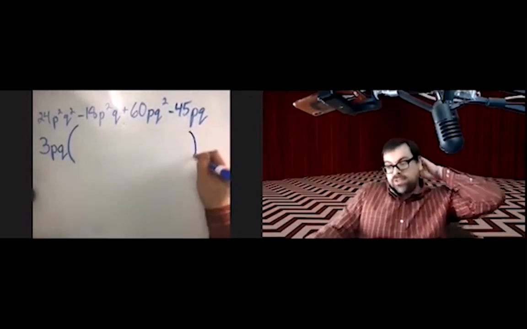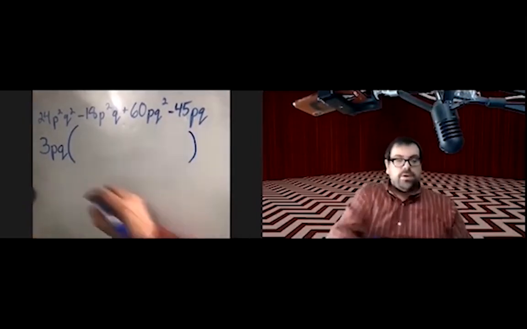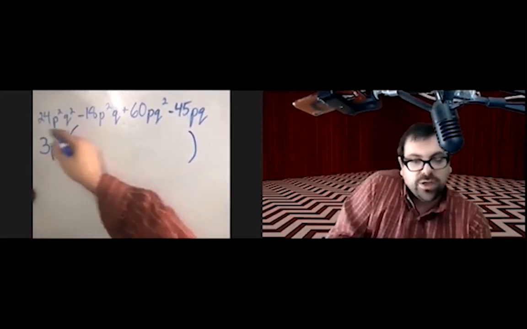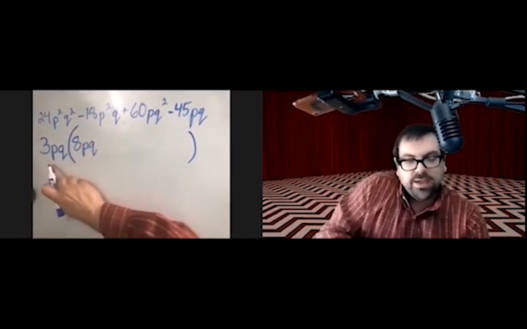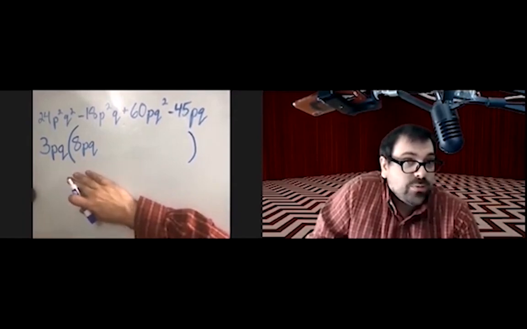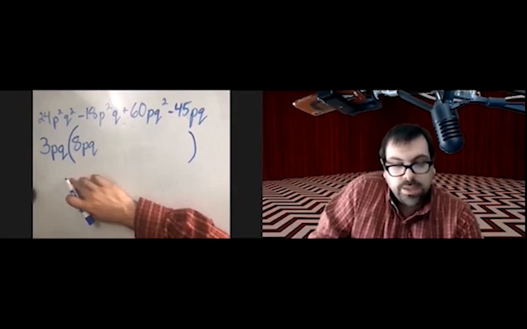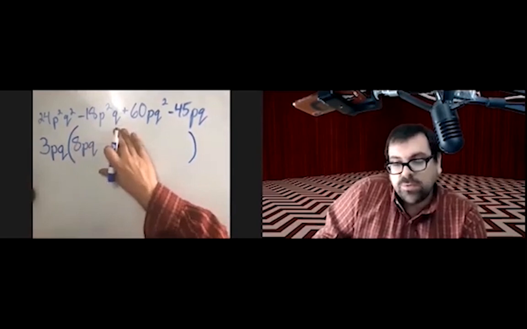We're going to think about the distributive property with 4 terms. 3pq times what is 24p squared q squared? 3pq times 8pq. This is why it's important to have your exponent rules down. 3pq times what is negative 18p squared q?